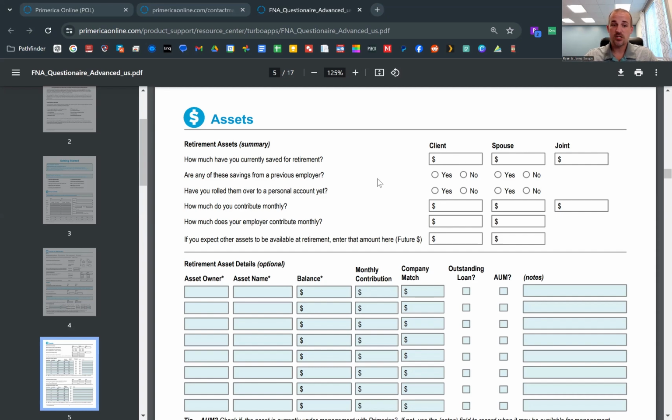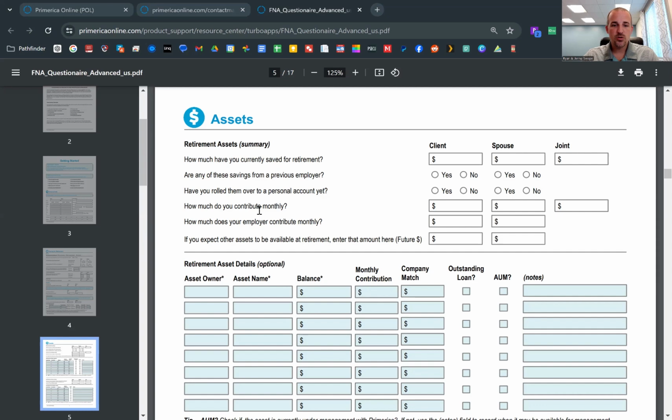And then a key question to ask is, are any of these savings from a previous employer? Right here, again, paper tells you what to say. Sometimes they will be, sometimes they won't. Sometimes they'll have cashed out an old 401k, whatever. But yes, no, fill it out. And if they say yes, have you rolled any of them to a personal account yet? Sometimes they'll have already rolled it to their current 401k. Sometimes they've already rolled it to an IRA. Many times it's just sitting there because they don't know what to do with it. And that's where you come in and you can help them.